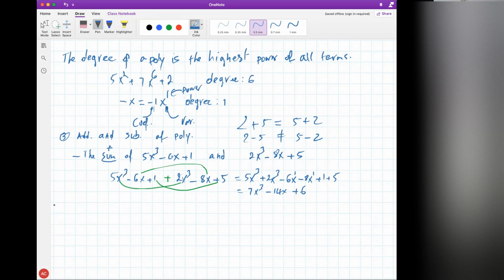So it should be pretty simple. We just combine basically the coefficients and the like terms. Again, the like terms must have the same variables and the same powers, as we saw before with expressions. So like terms have the same variables and powers.